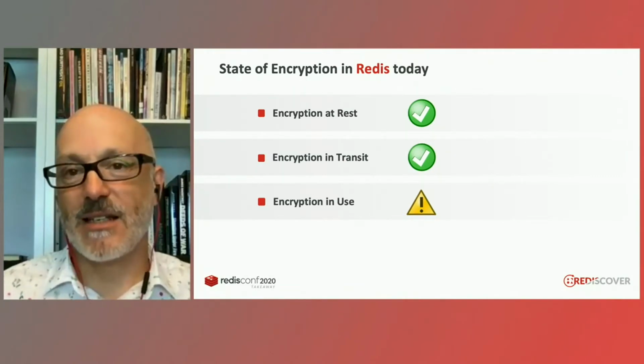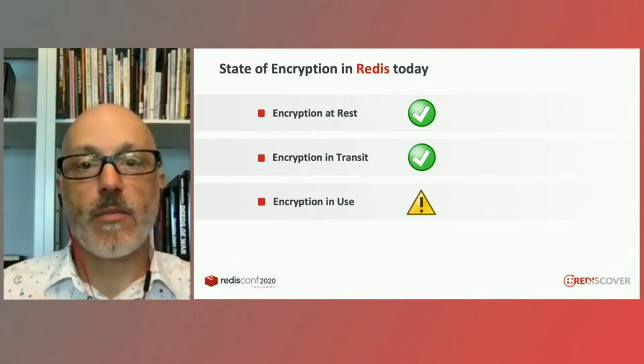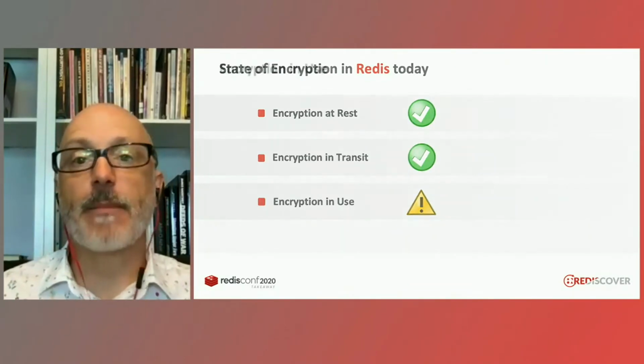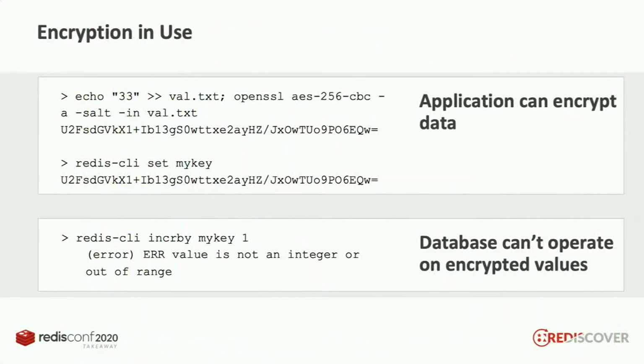But what about that data that's in use, that key value? The way that most people start to think about encrypting the data in use is by encrypting it at the application. We have a very simple example here where we are taking the value 33. We are going to encrypt that value with OpenSSL. We get this big, long gobbledygook string. And then in the Redis CLI, I can now set my key with that gobbledygook string. This is great. The application has encrypted the data, passed it to Redis to store it, and Redis is now storing that encrypted value.